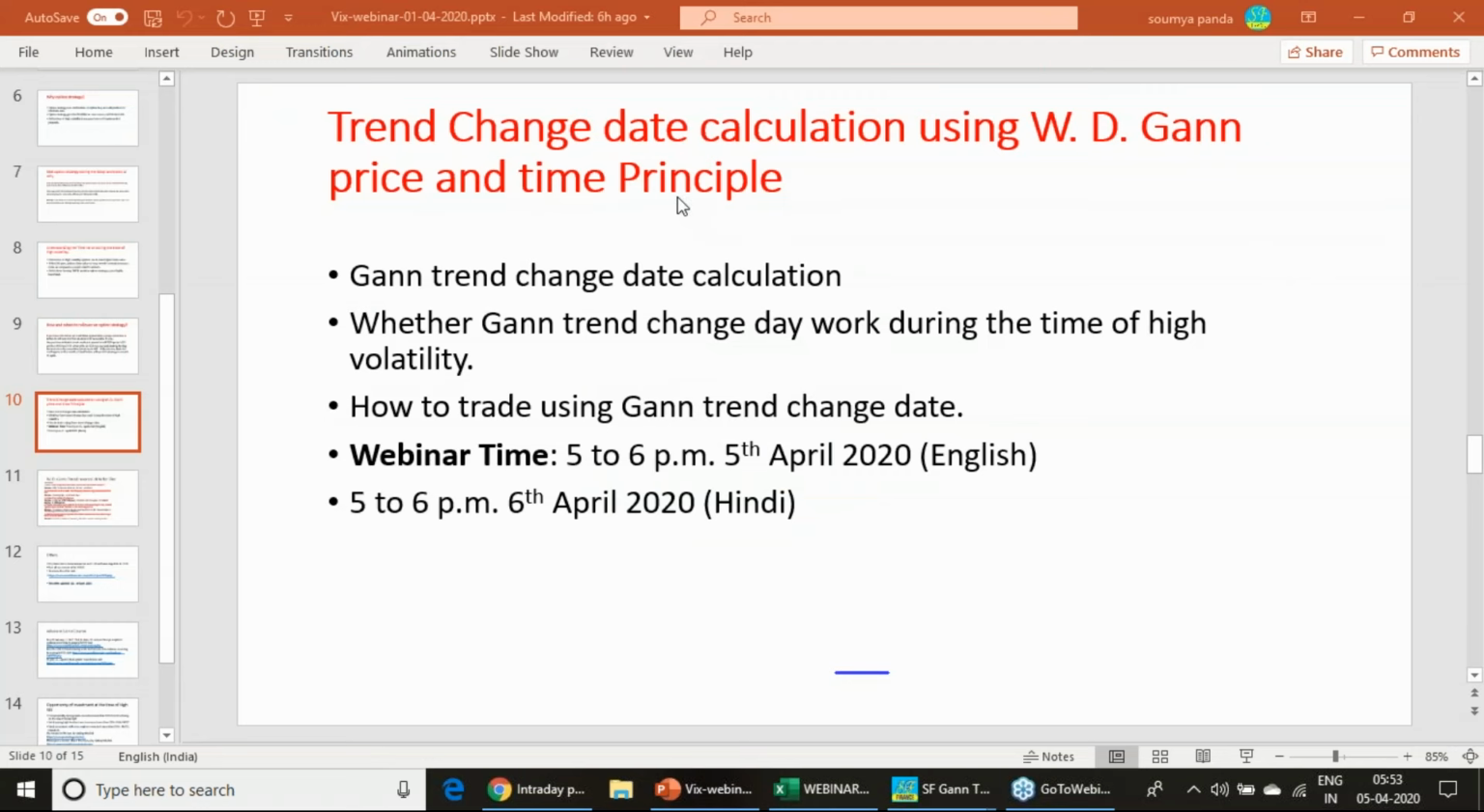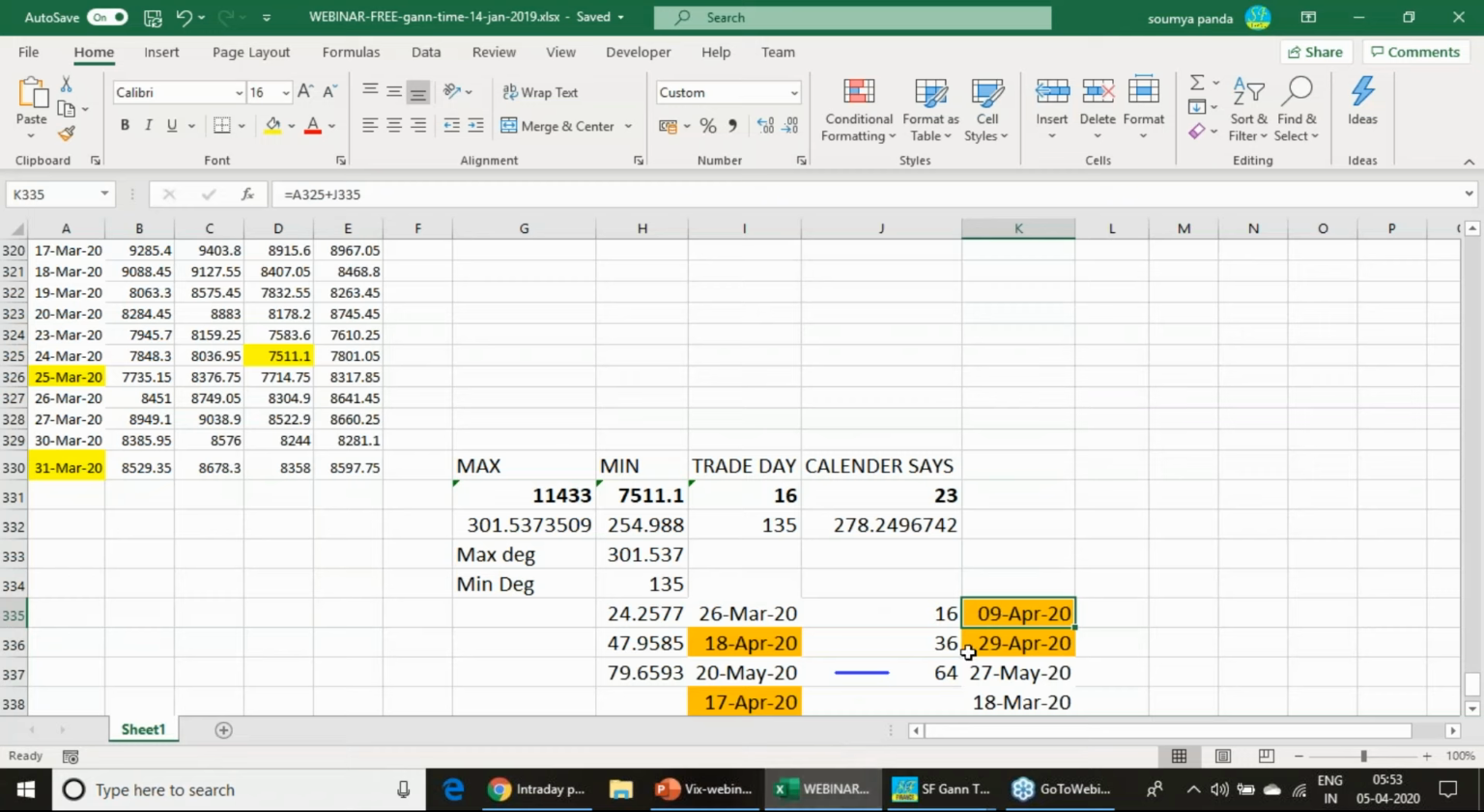You are using this price and time principle. As per this price and time principle, if you are getting 3 consecutive days falling in for trend reversal, then none of these 3 days are going to work.